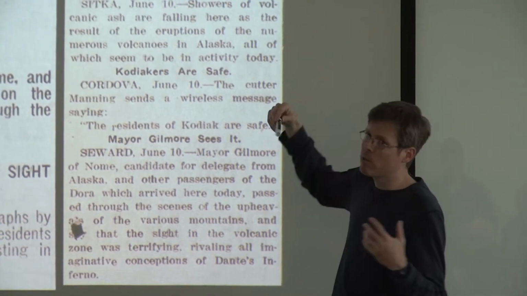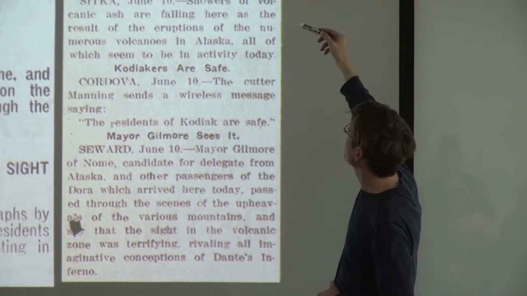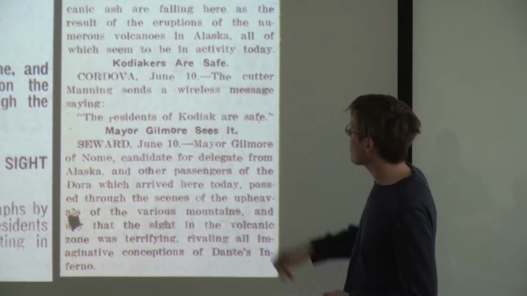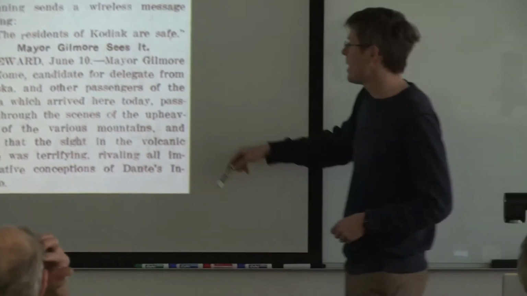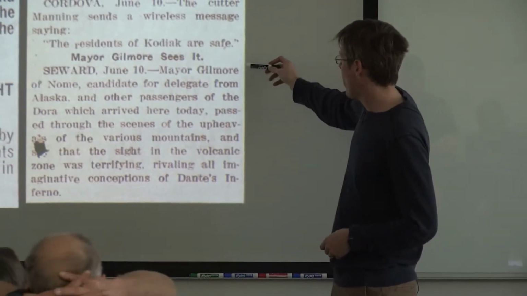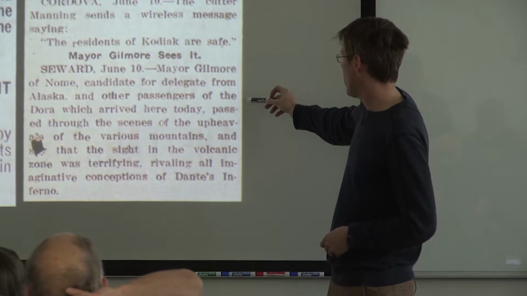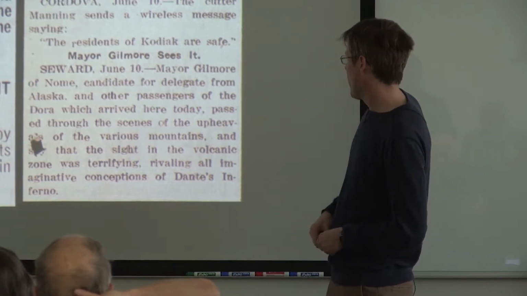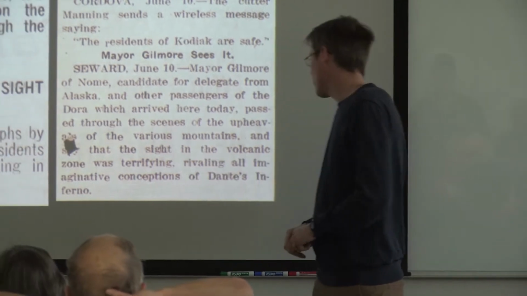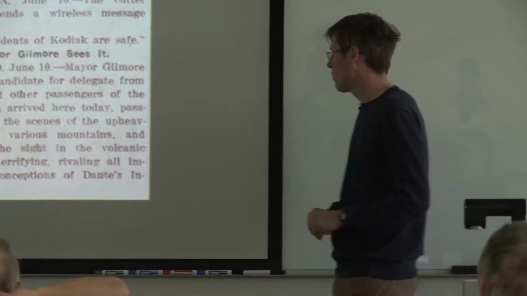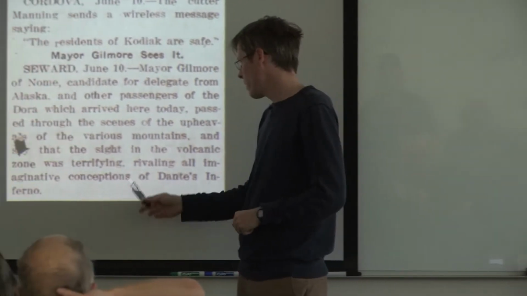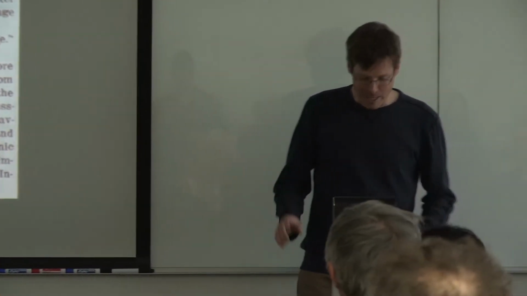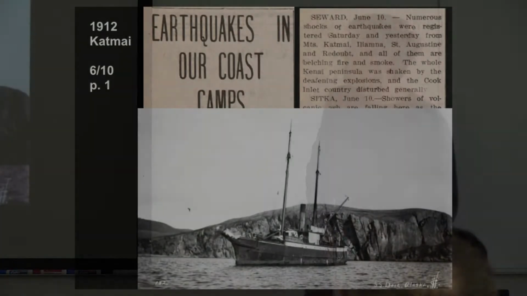So you have a combination of earthquakes and volcanic eruptions. The whole Kenai Peninsula was shaken by deafening explosions. I won't go through this. The passengers on the Dora arrived here, passing through the scenes of the upheaval of the various mountains, and say that the sight in the volcanic zone was terrifying, rivaling all imaginative conceptions of Dante's Inferno. So never to embellish a newspaper, but you can go.